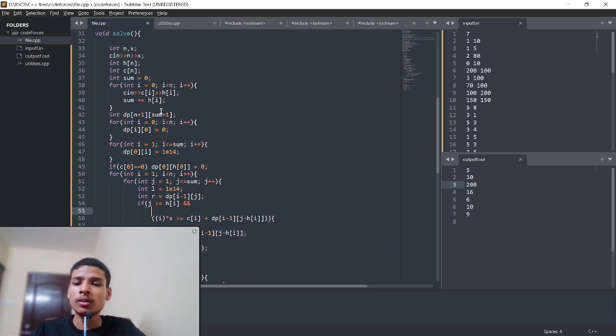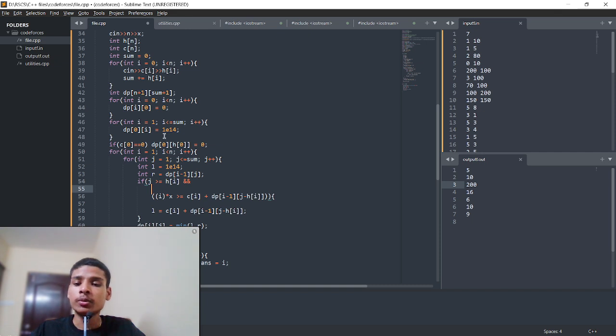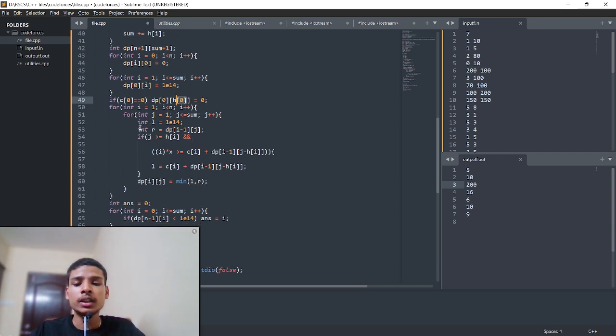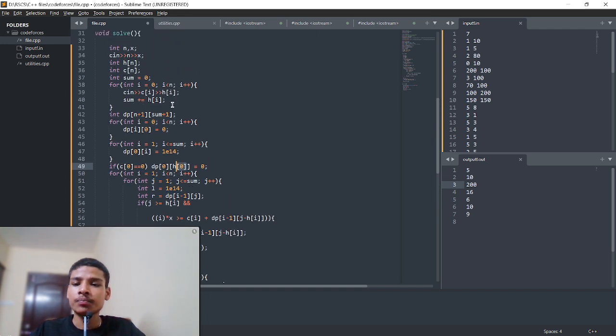First of all, I will take the input. Now what will be my DP states? I will make a 2D DP. My first number represents the number of months which have passed, and my second number represents the total sum of salary. Now, first of all, find the sum of the happiness, the total happiness.